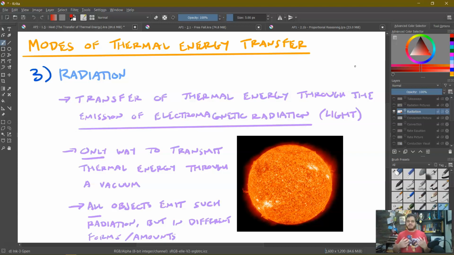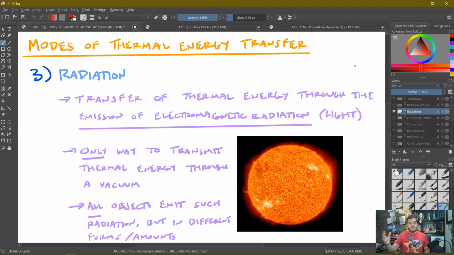So radiation is the transfer of thermal energy through the emission of electromagnetic radiation. In other words, if you have any object that has really any sort of temperature at all, it is going to be transmitting some of the energy away as radiation. Now, that's not going to be happening necessarily a great deal.